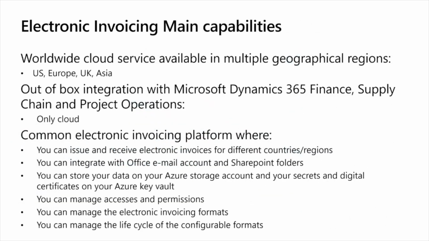So, what are the main capabilities? Electronic invoicing is a worldwide cloud service available in multiple data center geographies. Nowadays it is deployed to the United States, Europe, UK and Asia, but if necessary, we can deploy to more regions. It also has an out-of-the-box integration with Microsoft Dynamics 365 Finance, Supply Chain and Project Operations. It is available only for cloud installations. Electronic invoicing also has a set of features which are common independent of the country or region. So you can, for example, issue and receive electronic invoices for different countries and regions. You can integrate with Office, email accounts, and SharePoint for integration with folders.